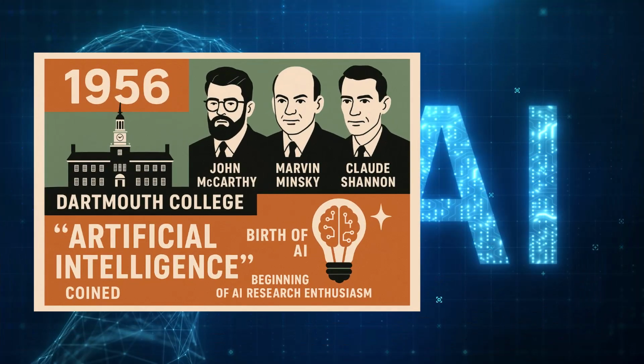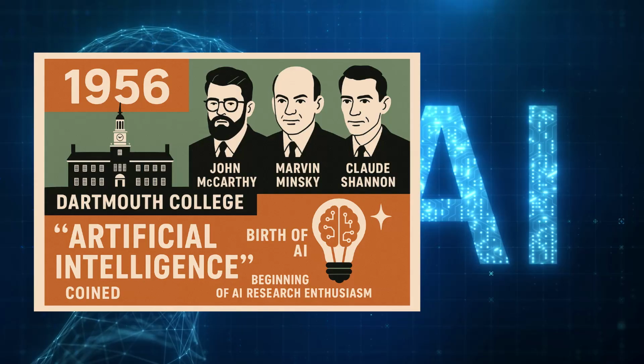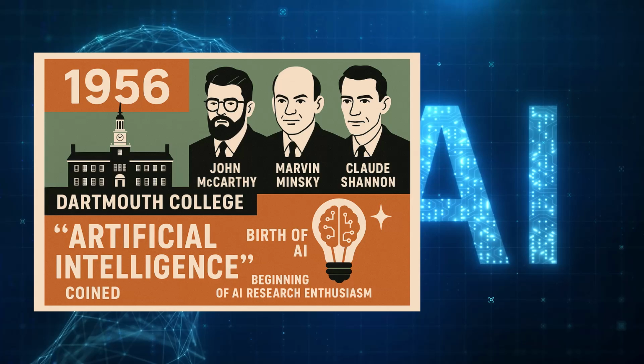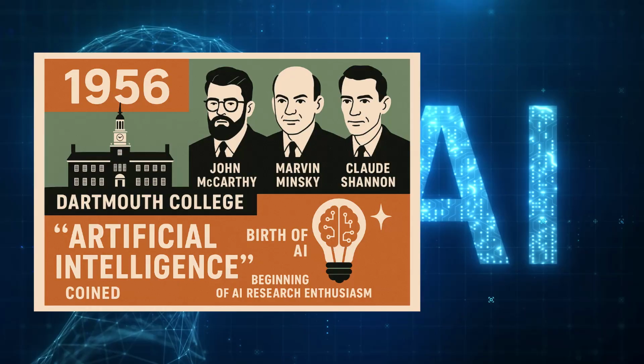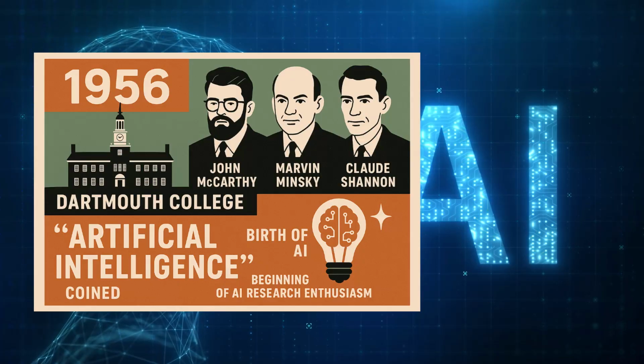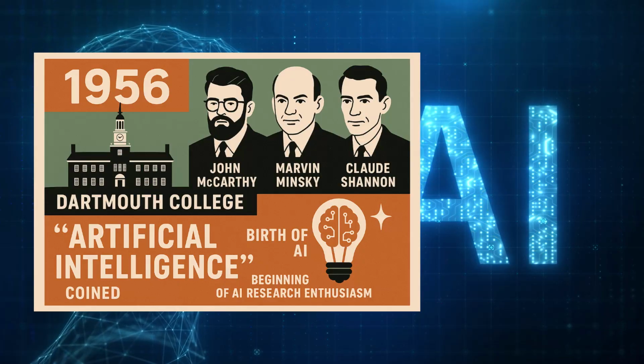Just a few years later, in the summer of 1956, a small group of scientists gathered at Dartmouth College. John McCarthy, Marvin Minsky, Claude Shannon, and others met with a bold vision. They believed that every aspect of learning or intelligence could be described precisely enough for a machine to simulate it. At this workshop, the term artificial intelligence was coined. Dartmouth 1956 is often remembered as the official birth of AI, launching a wave of enthusiasm and research.